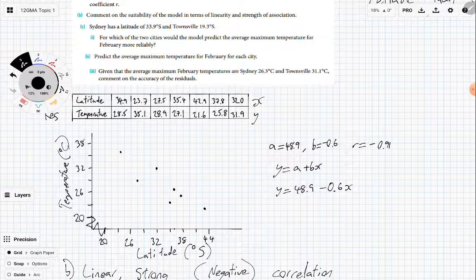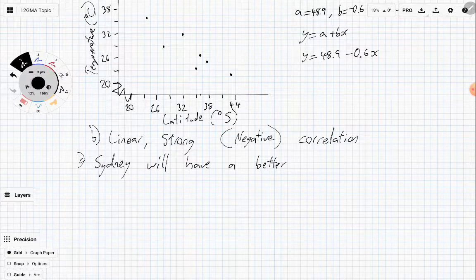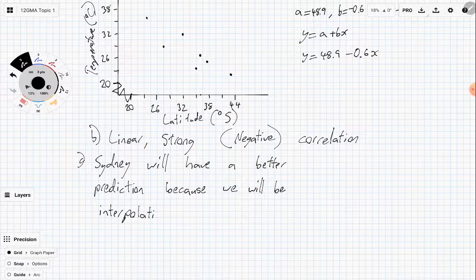So Sydney will have a better prediction, and then why? Because we will be interpolating, which is just the verb version of interpolation. Okay? So that's for C I.